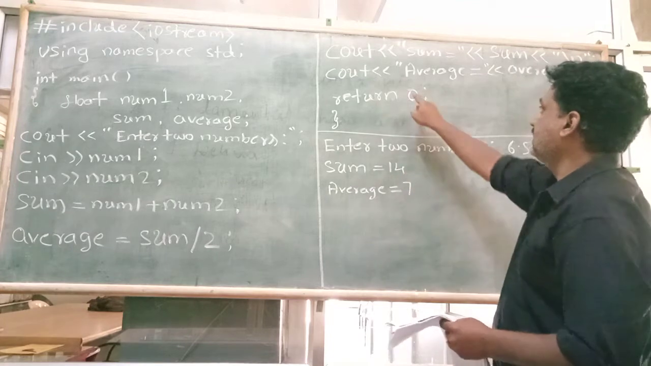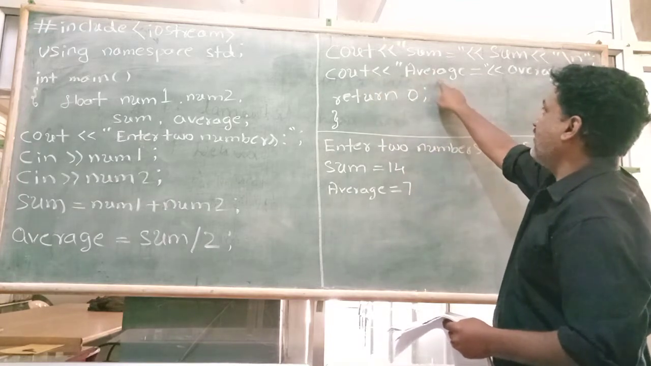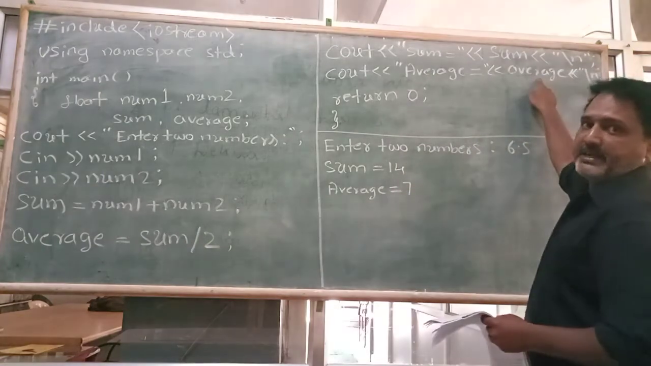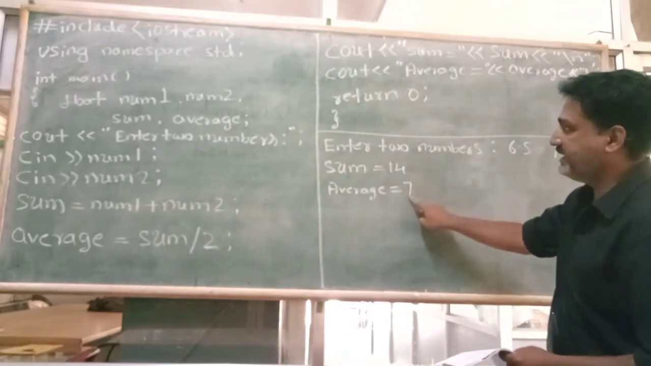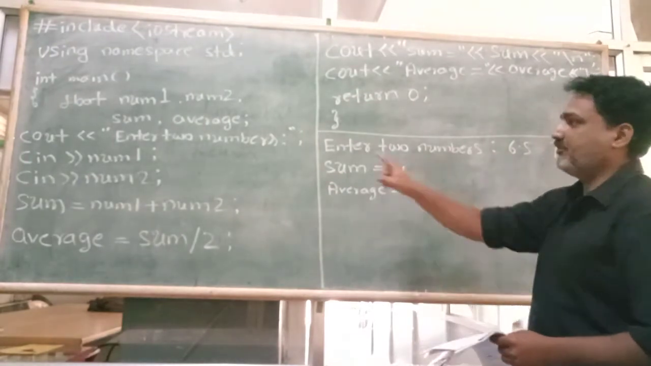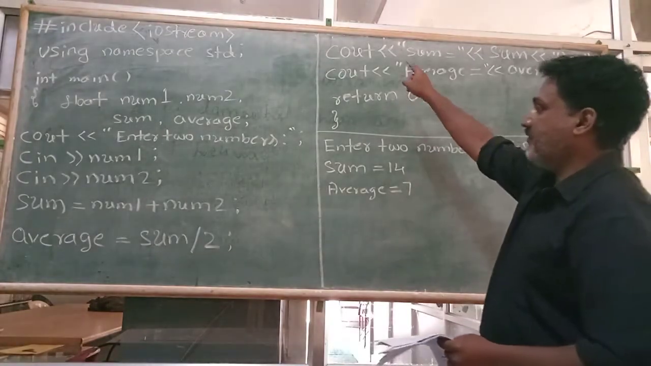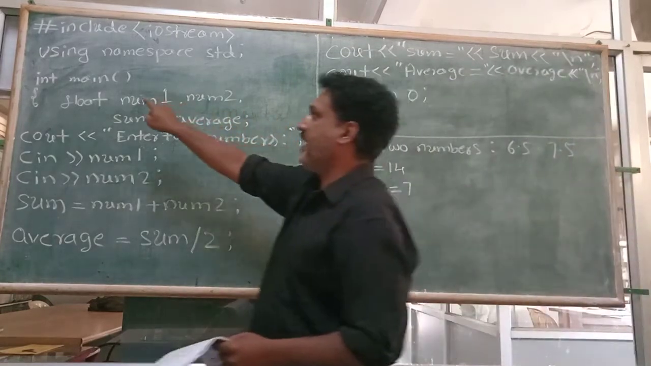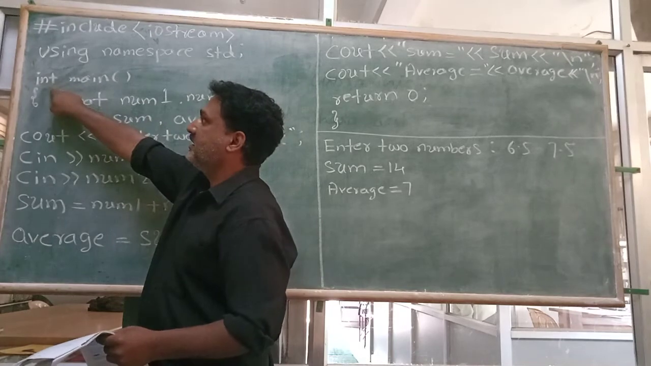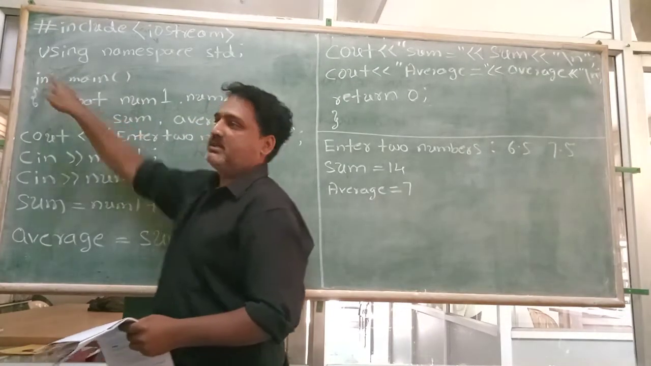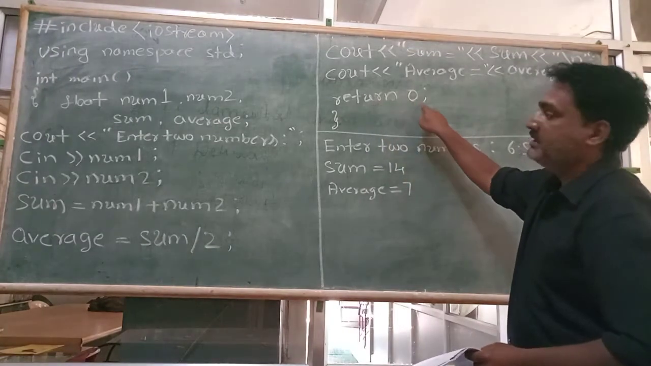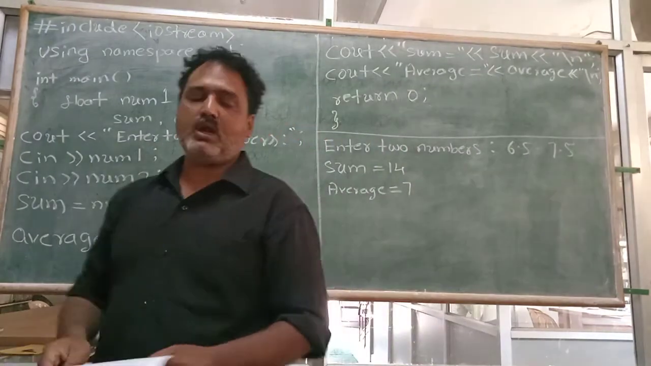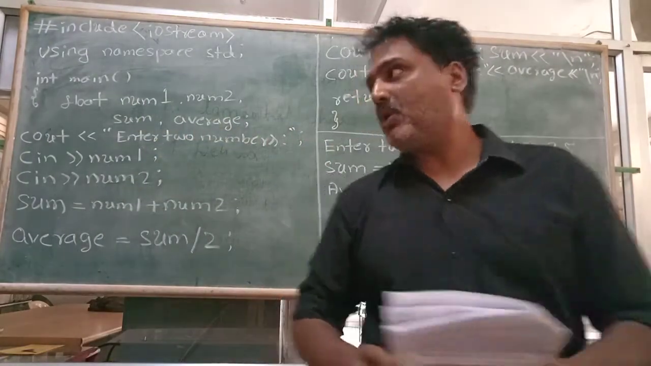After this, cout average is equal to, and the content of the variable average will be printed, that is 7. This is the output of this program. After executing all these statements, the program ends with return 0, because here the main function has a return type integer. So we have to write return 0. Now the program ends. Hope you understand this program.